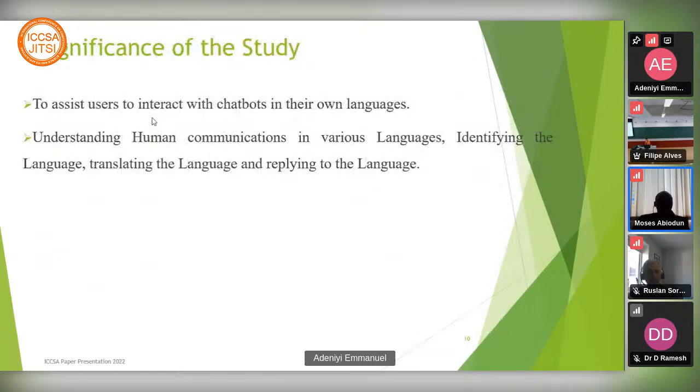The goal of this study is to assist users to interact with chatbots in their own language. It's going to be convenient for me to interact with chatbots not only in English, but in other languages like French, my native language and all that. Understanding human communication in various languages is very good. So identifying the language, translating the language, and applying the language is very important. Now let's look at our methodologies.